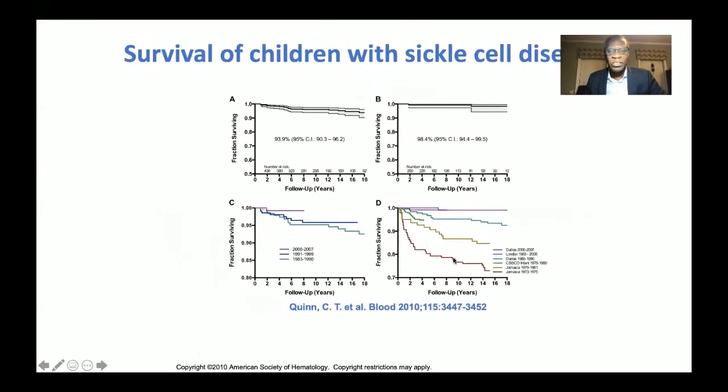This again shows the 73 Jamaican cohort compared to the cohort in 1979 to 81, showing the improvement, but with interventions that are early, including penicillin prophylaxis and comprehensive care. Mortality in the first 18 years of life is very low.